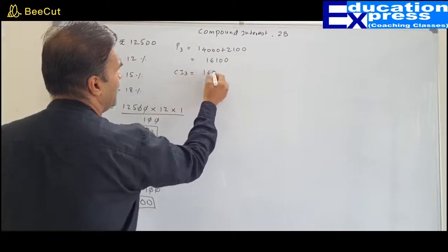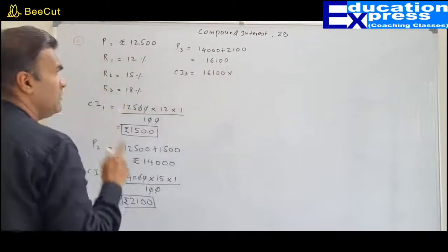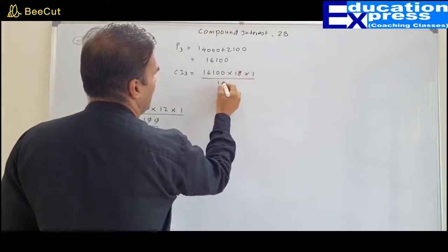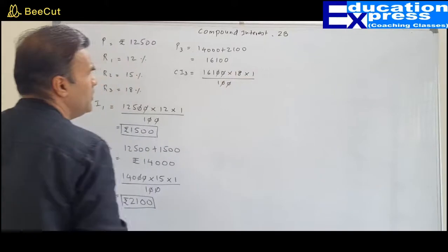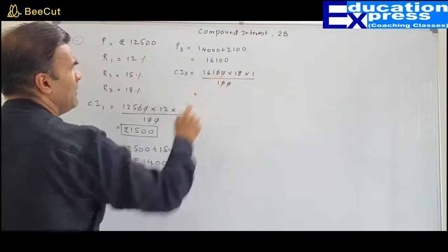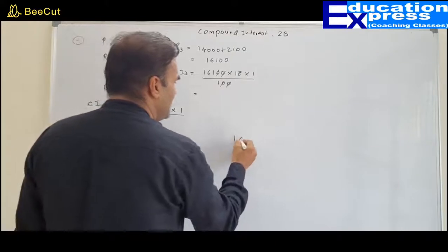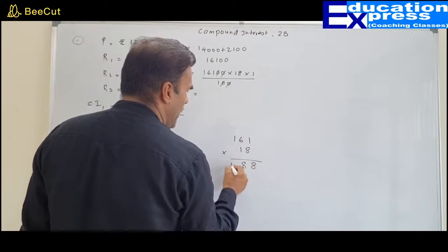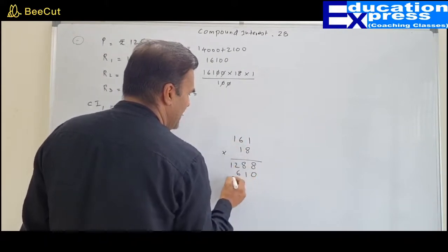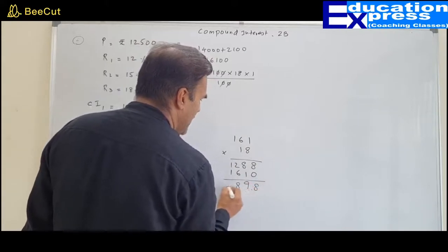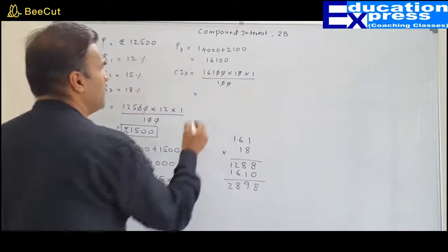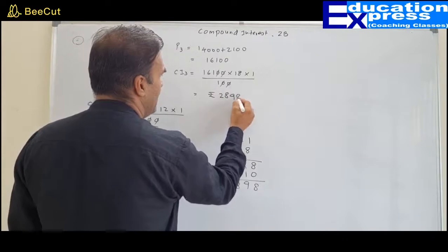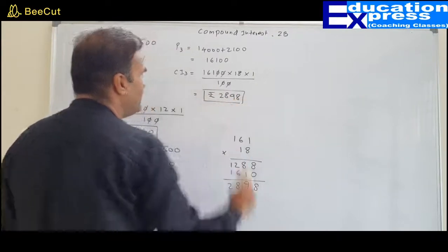What would be the compound interest? Same way we can find compound interest on 16,100. What is the rate of interest? 18% for 1 year divided by 100. So now we wish to find out 161 into 18. So 161 into 18. 8 ones are 8, 48, 4 and 12. 2,898. So your interest for the third year is going to be 2,898. This will be the interest for the third year.